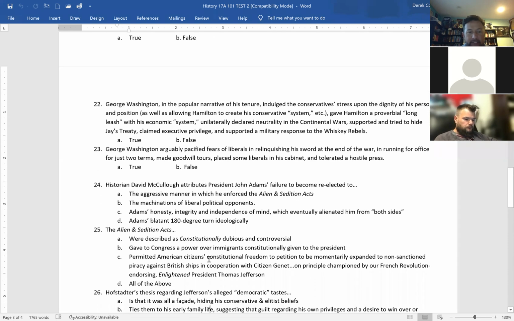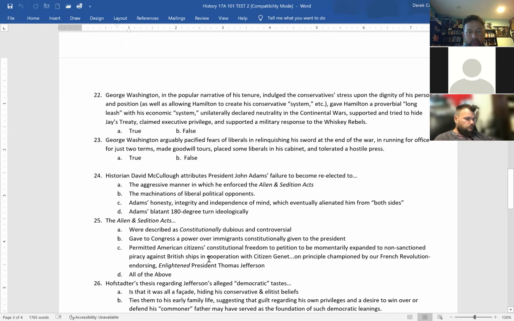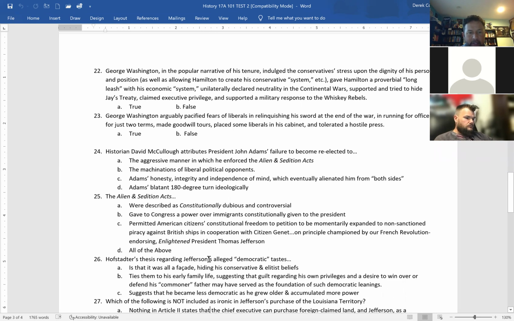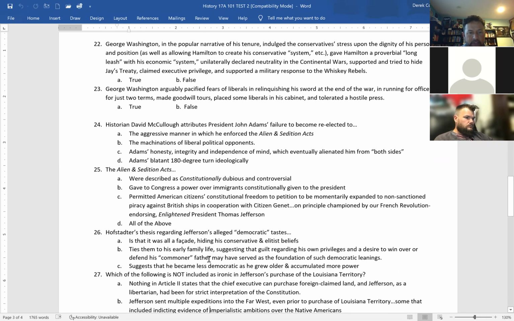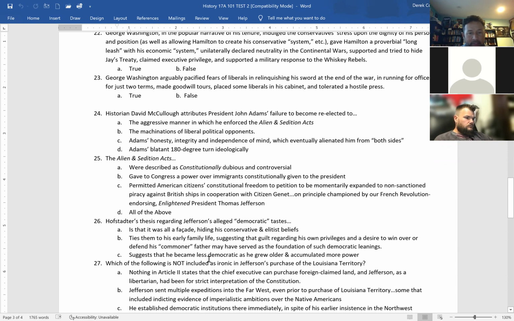Number 24 applies to number 2, the defense, McCullough's court history of John Adams, right? Remember, he defends him as to why he failed to attain re-election, and he actually gives a positive bent to it. The Alien and Sedition Acts are described in there on number 2.